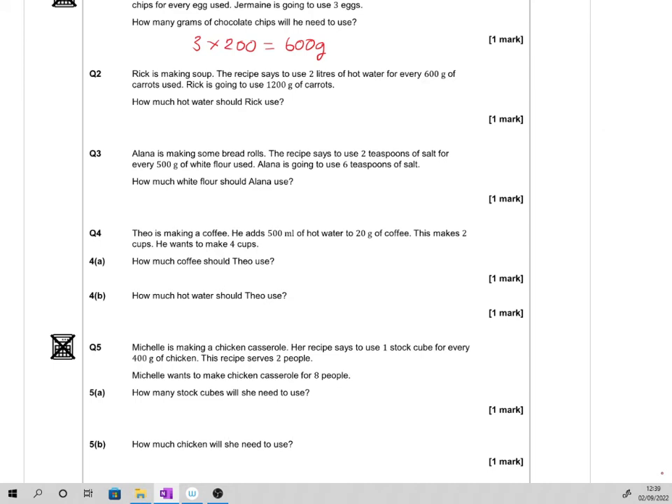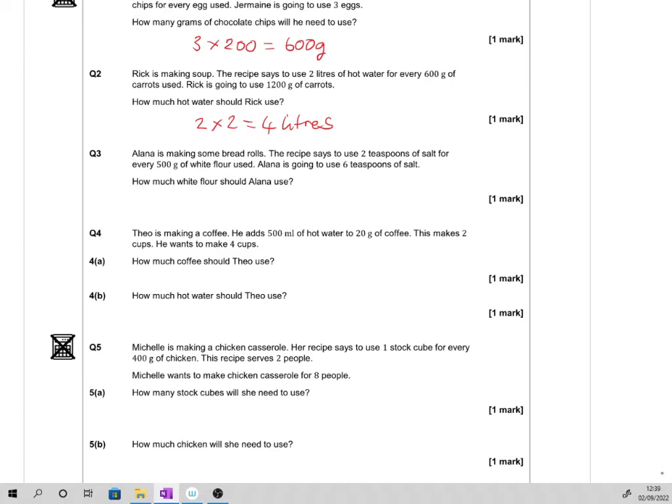Rick is making soup. The recipe says use 2 litres of hot water for every 600 grams of carrots. He's going to use 1200 grams of carrots. How much hot water? So he's going to need twice as many carrots, so he needs twice as much hot water. So 2 times 2 litres is 4 litres of water.